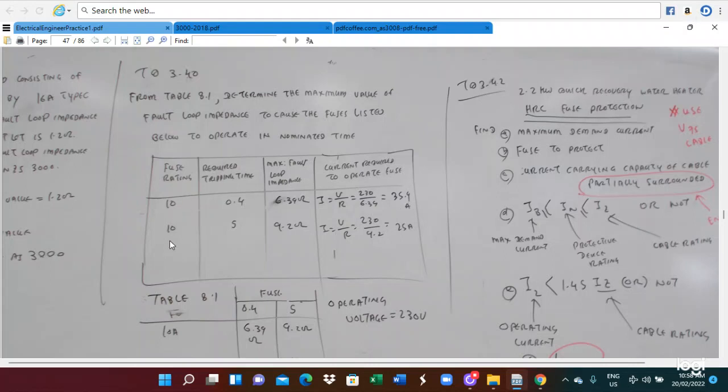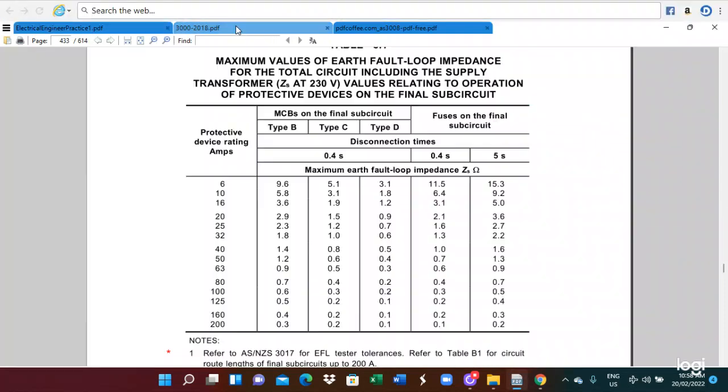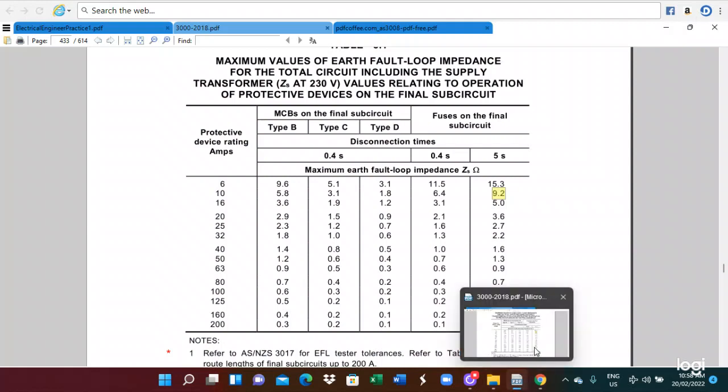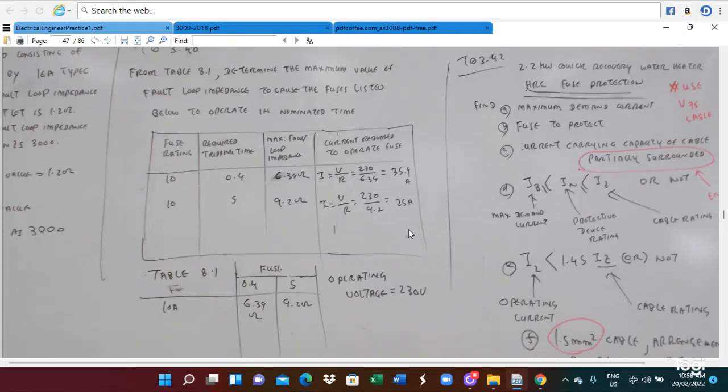Similarly, fuse rating is 10 ampere, tripping time is 5 seconds. So in this case, you can see the 9.2 ohm, the fault loop impedance 9.2 ohm. So we substitute: supply voltage 230, fault loop impedance 9.2. So you get the current. This current is 25 ampere. So this is the way we calculate it.